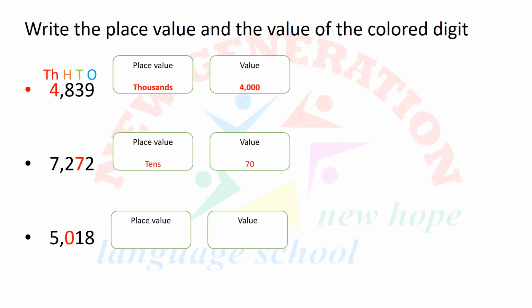The next example, can you read this number? 5018. The place value of the 0 will be the hundreds, and the value of 0 is, of course, 0. The value of 0 in any place value is 0.